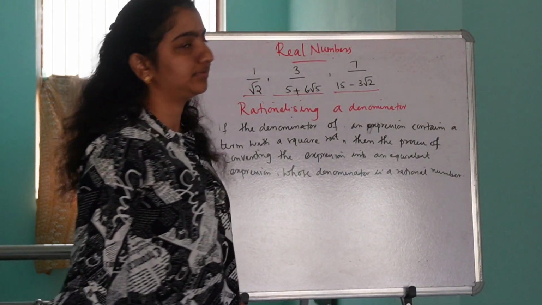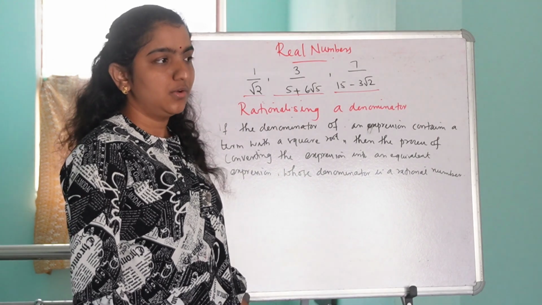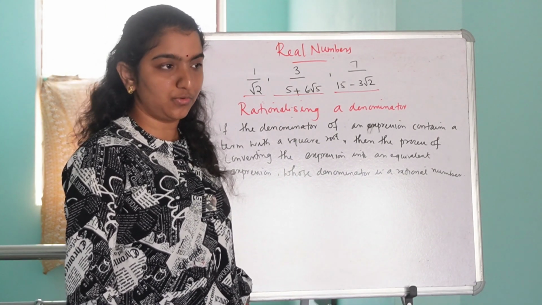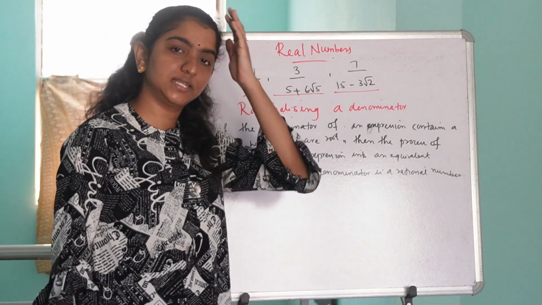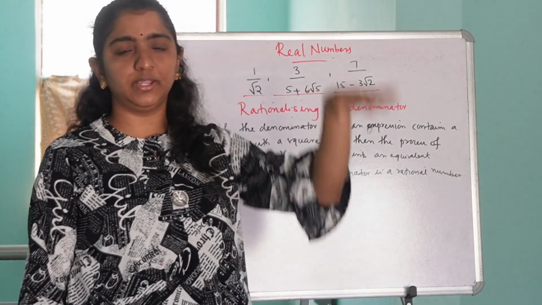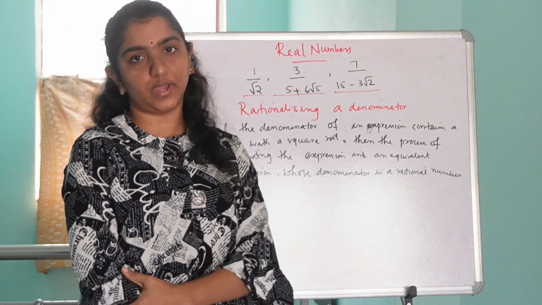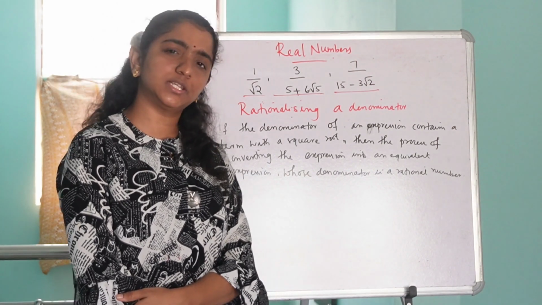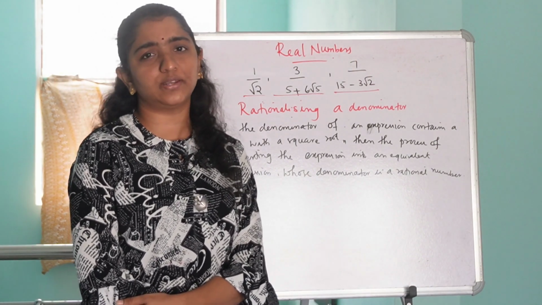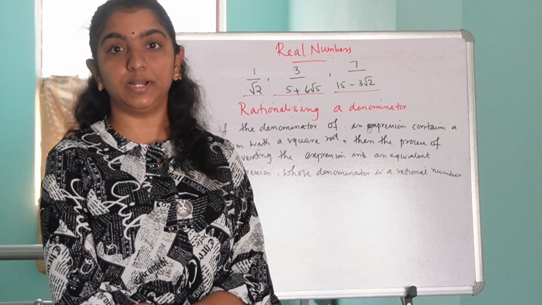Yes, okay. So now we know for finding the equivalent expression, we have to multiply, or for rationalizing the denominator, we have to multiply both numerator and denominator by the same value. Okay. So now the next question is, how do I find that value to be multiplied by?